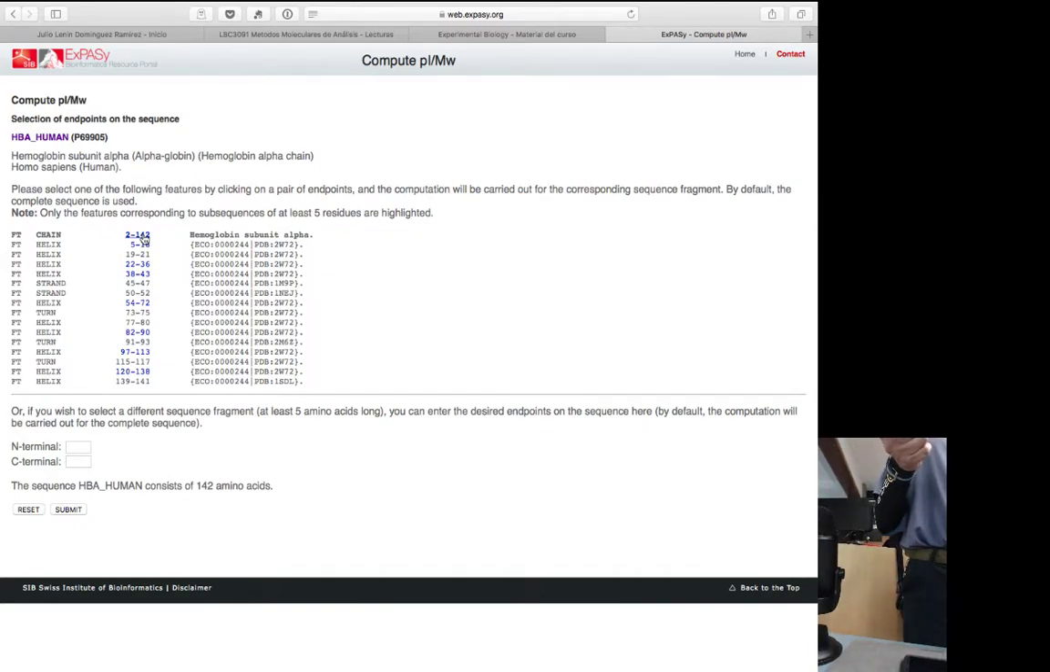If you would like to define another region that is not listed here, you can use these numbers. For example, I could set something not between 22 and 38, let's say 37. I want to know the pI and molecular weight between 37 and 95 that are not listed here. So you could do that here. For now, I'm going to click on this one, the whole chain.